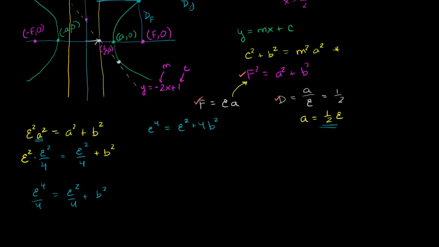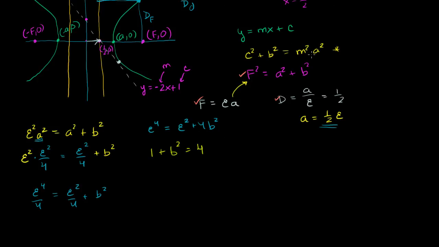So this expression right over here, let's rewrite it. So we have c squared. I'll do it in green. c squared is 1 squared. So we have 1 plus, we don't know what b squared is, so 1 plus b squared is equal to m squared. We know that m is negative 2. Negative 2 squared is 4, 4 times a squared. Now, instead of putting an a there, we already have an expression in terms of e and b. So let's put this in terms of our eccentricity.